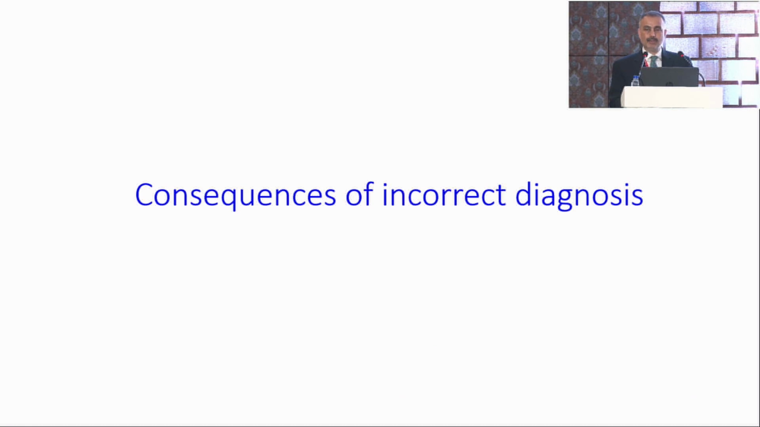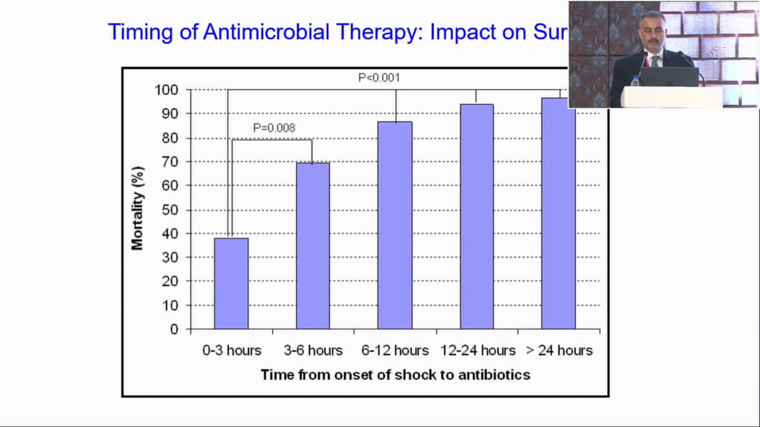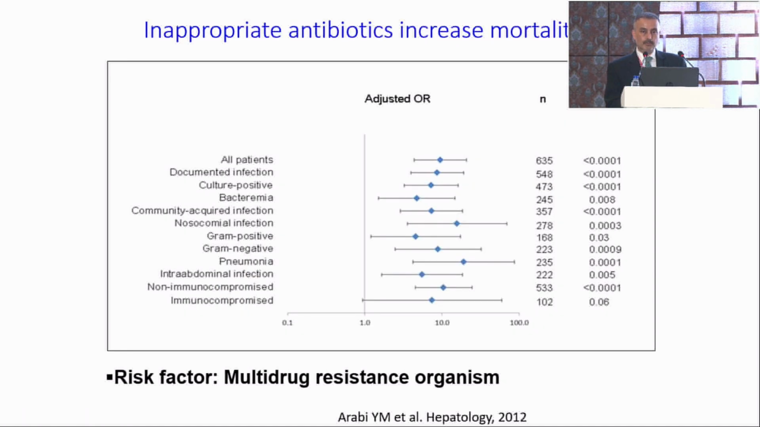So what happens if you incorrectly diagnose or incorrectly treat patients? If someone with cirrhosis comes in with septic shock, this is the percentage mortality on your left y-axis, and this is when the appropriate antibiotic is started. Not just any antibiotic, the antibiotic to which the organism is actually susceptible. If it's done within 0 to 3 hours, it's still a high mortality. But if you look, it takes 6 hours for you to start an appropriate antibiotic. The mortality is almost 100%. So it's too late. What about inappropriate antibiotics?